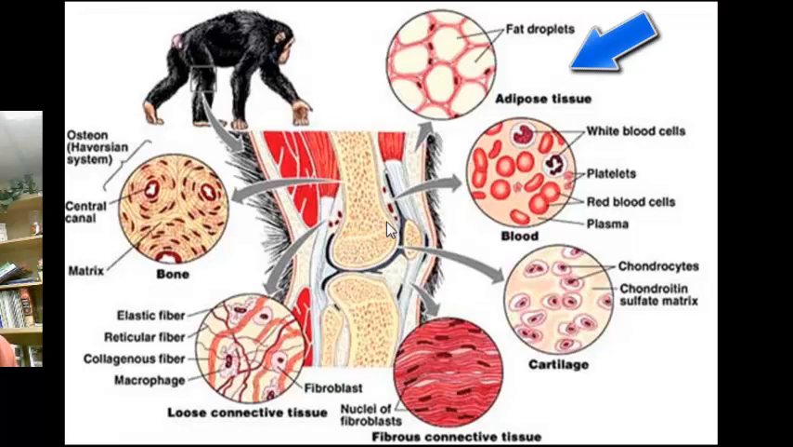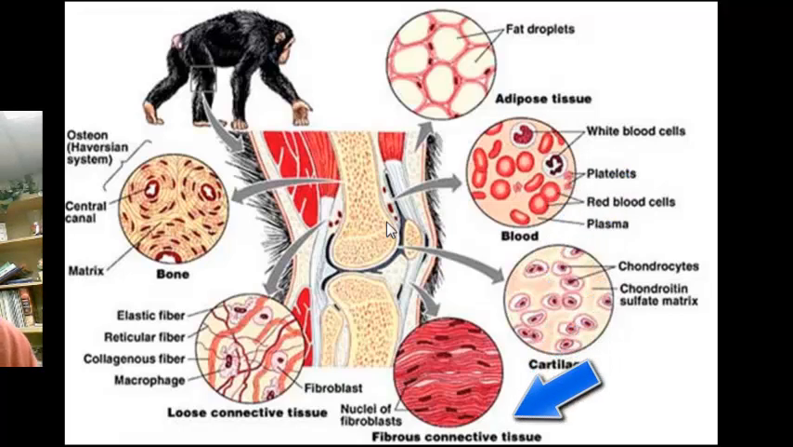There is a limited matrix in this connective tissue, and these occur, of course, beneath the skin and around the heart and other organs. Adipose function to store fat. They also help with insulation, and they offer protection to these organs as well.